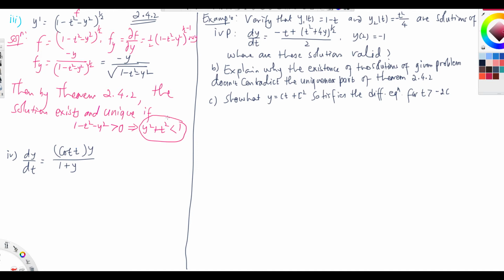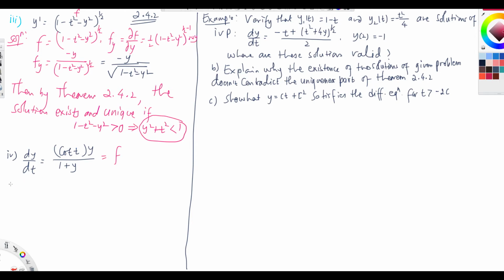All right, guys. So let us do another problem. dy over dt equals that quantity, right? Let us say that is f. f is cotangent t times y over 1 plus y. Okay. So what I want to do here is find the partial derivative of this, right?